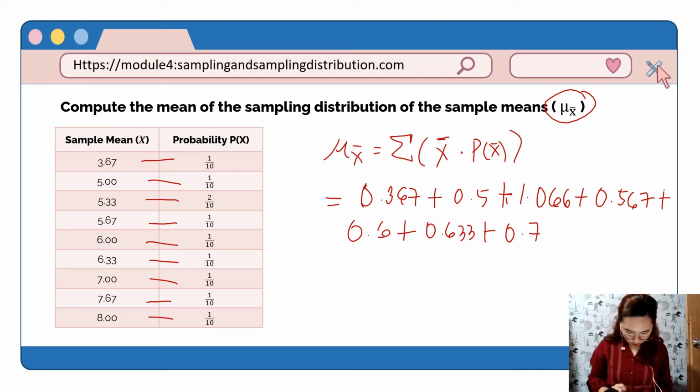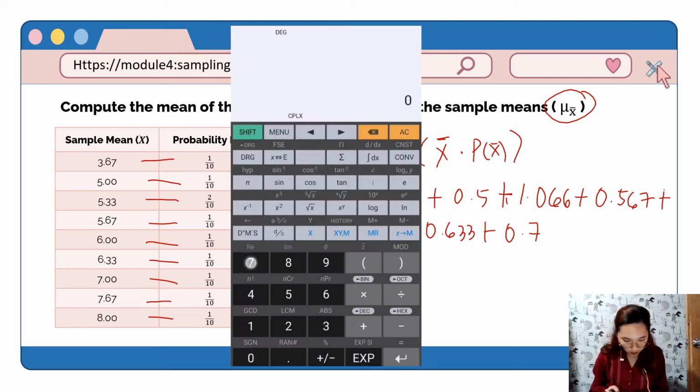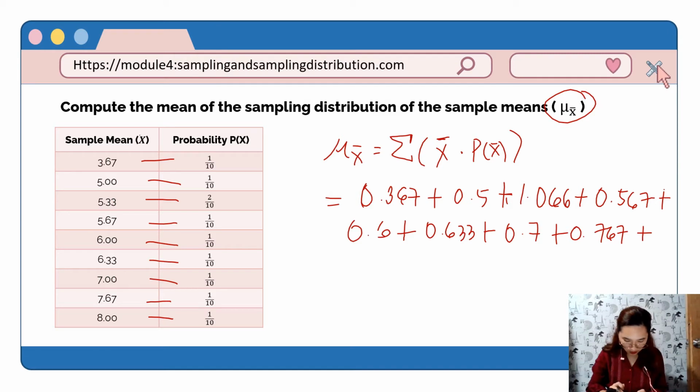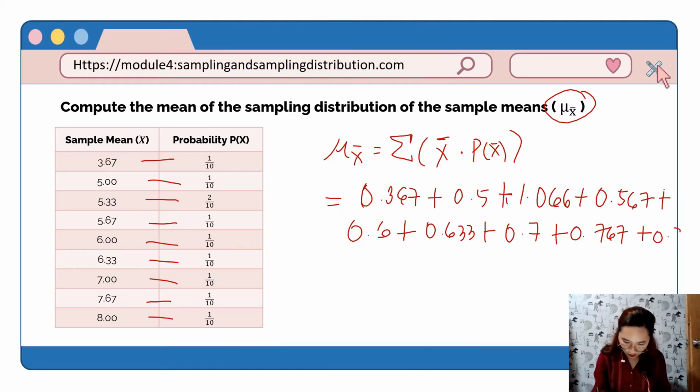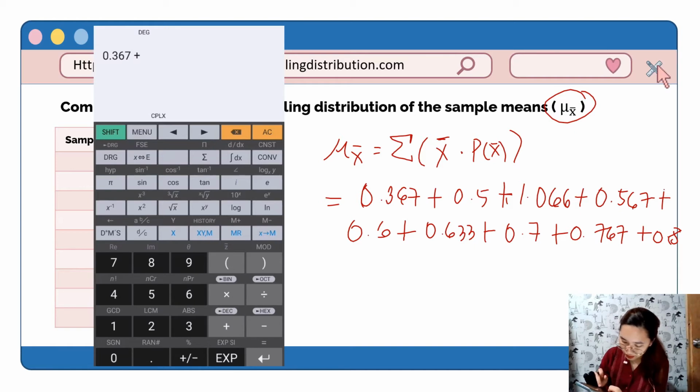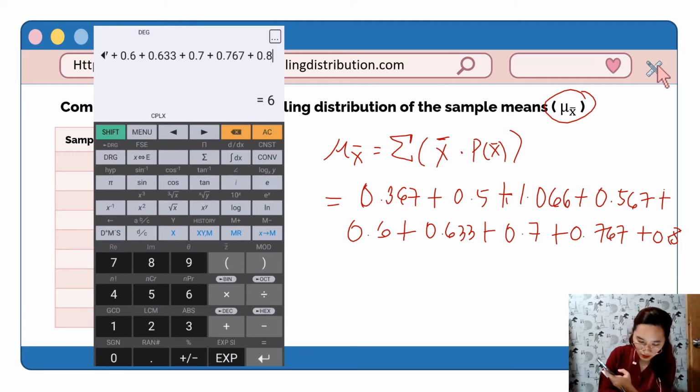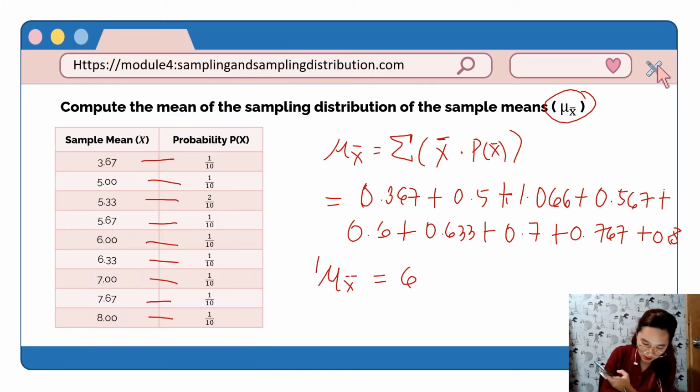I'll just show you the computation, so you don't have to do it by hand. 7.67 times 1 over 10 is 0.767. Plus 8 times 1 over 10 is 0.8. So, 0.367 plus 0.5 plus 1.066 plus 0.567 plus 0.6 plus 0.633 plus 0.7 plus 0.767 plus 0.8 gives 6. So, our sample mean is 6. Please take note again.